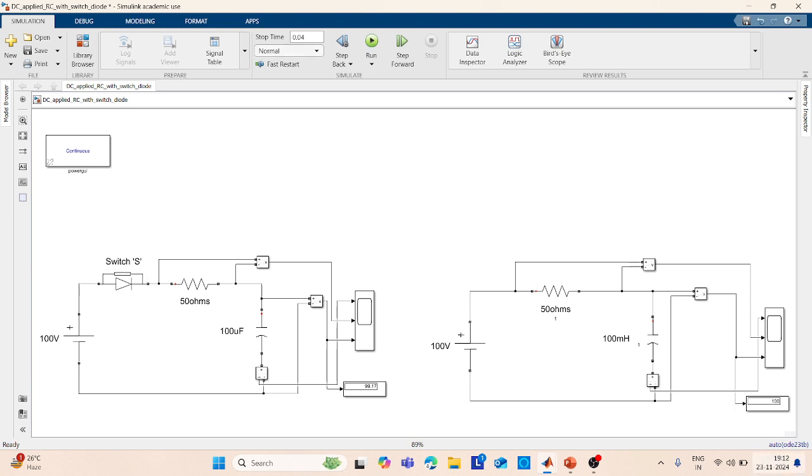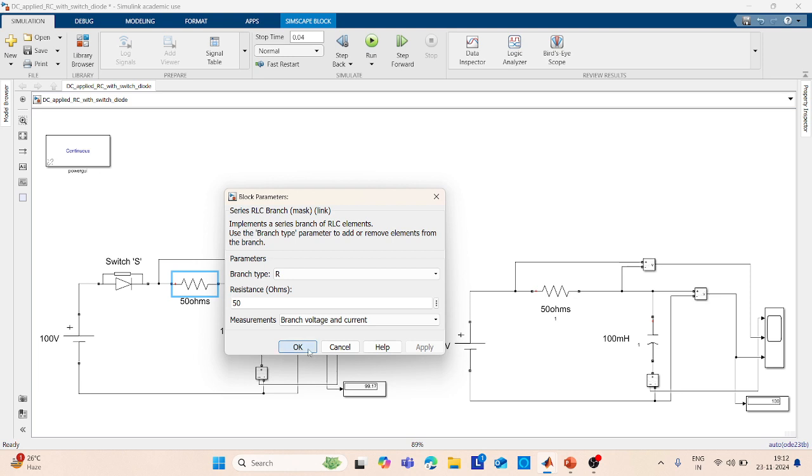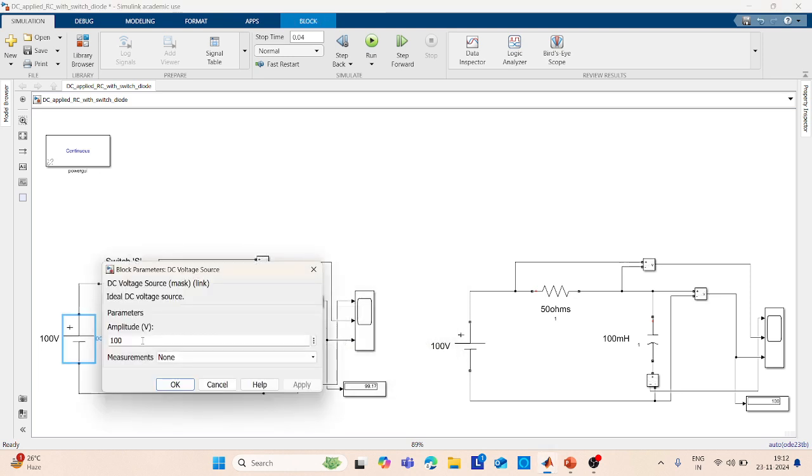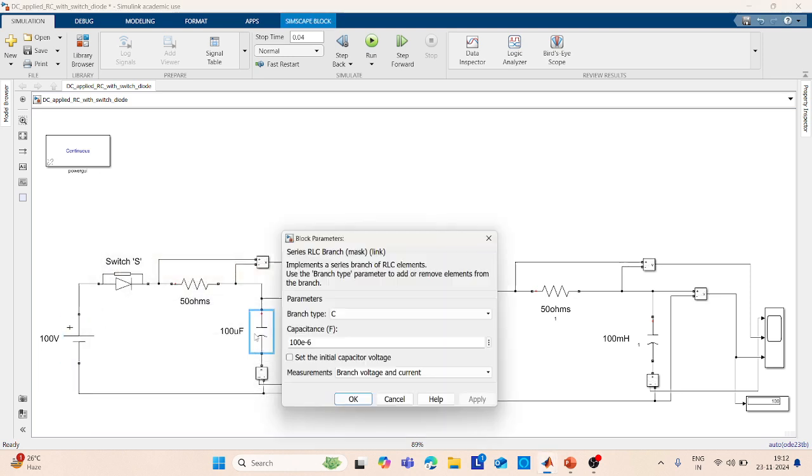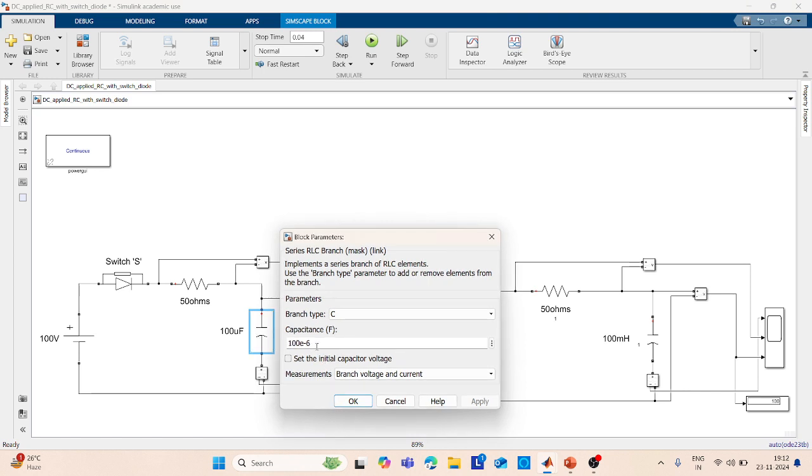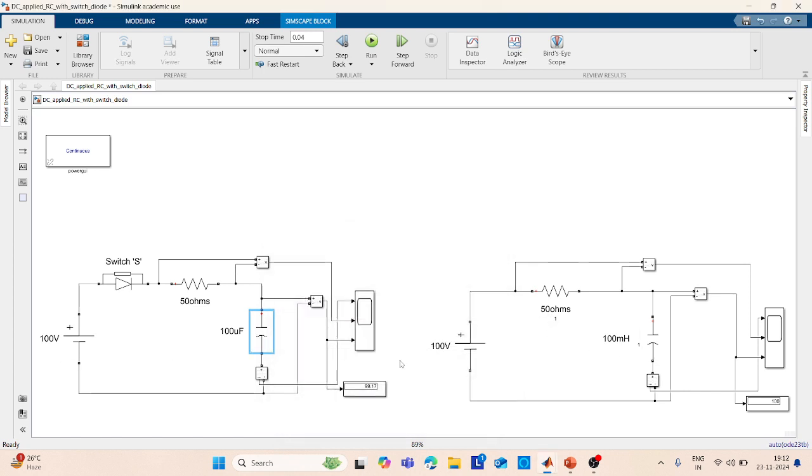Okay, so for a particular time value of 0.04 second, if I run this circuit with resistance value as 50 ohms roughly, the DC value of voltage is 100, and the capacitor value is 100 microfarads. The same case I have taken in the secondary circuit also. First, let us look into this particular circuit, the outputs.